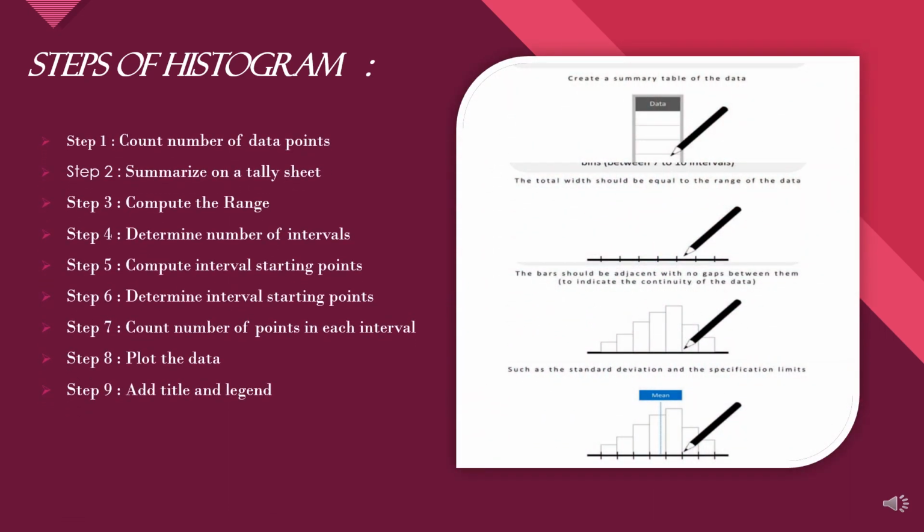Steps of histogram. Step 1. Count number of data points. Step 2. Summarize on a tally sheet. Step 3. Compute the range. Step 4. Determine number of intervals. Step 5. Compute interval size. Step 6. Determine interval starting points. Step 7. Count number of points in each interval. Step 8. Plot the data. Step 9. Add title and legend.